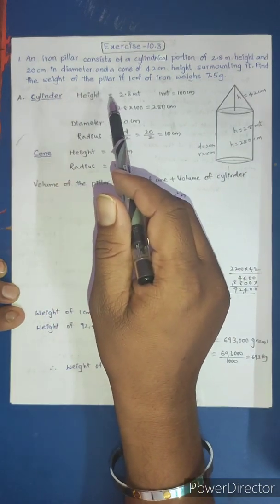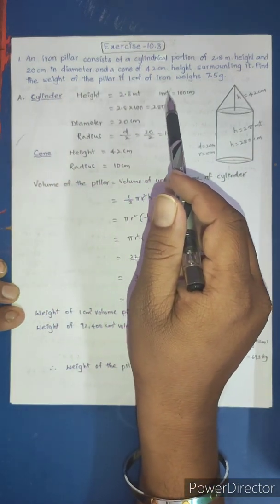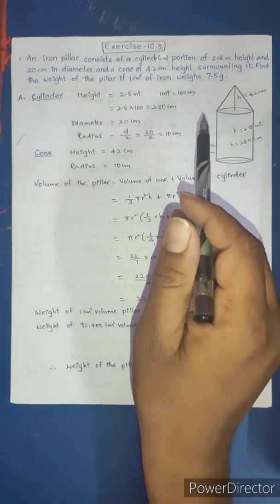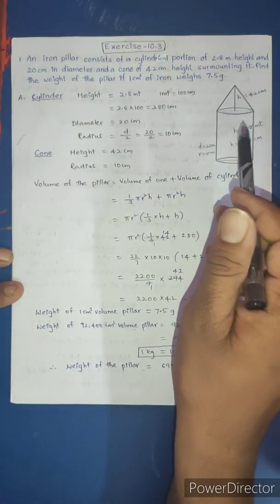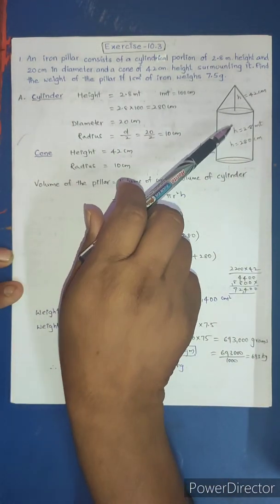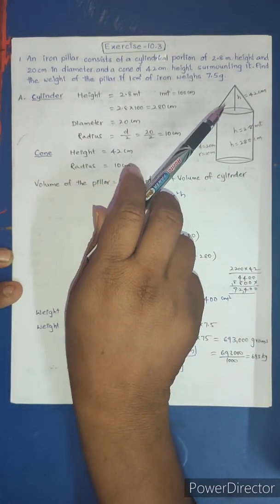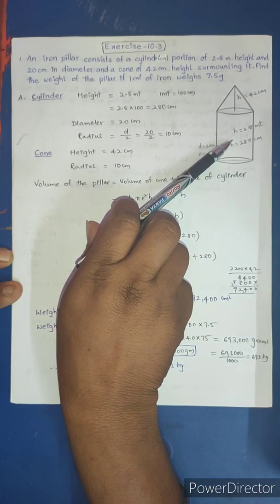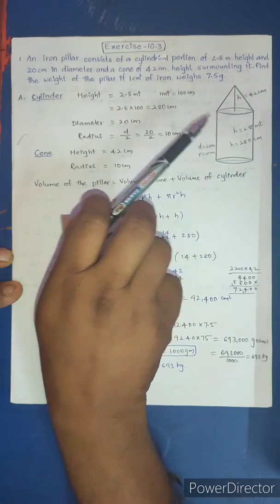Find the weight of the pillar if 1 centimeter cube of iron weighs 7.5 grams. What is the weight of this total iron pillar asked in the question? So here how many shapes? Two shapes. One is cone, another one is cylinder. So you recall the formulas of cone and cylinder.